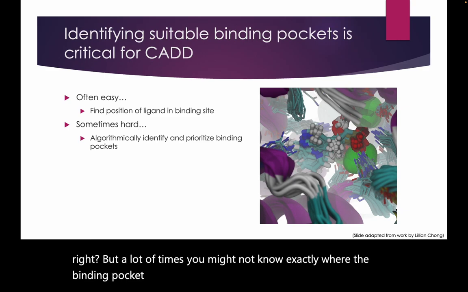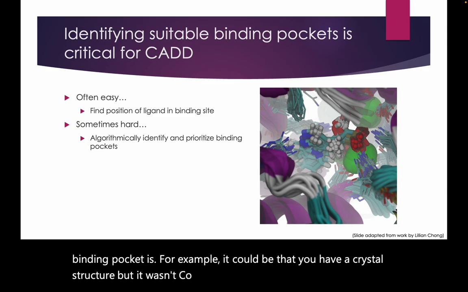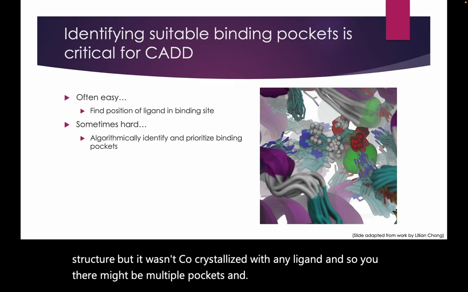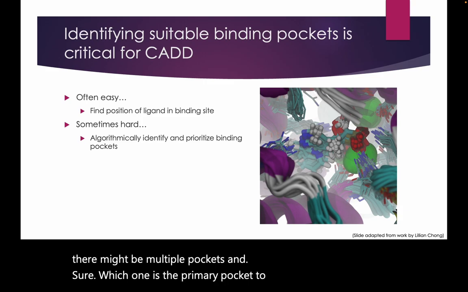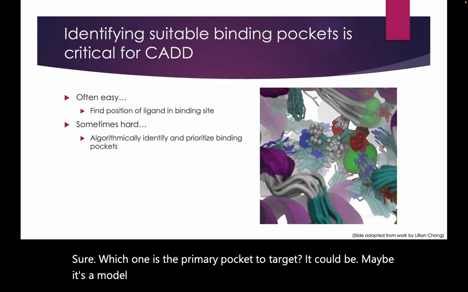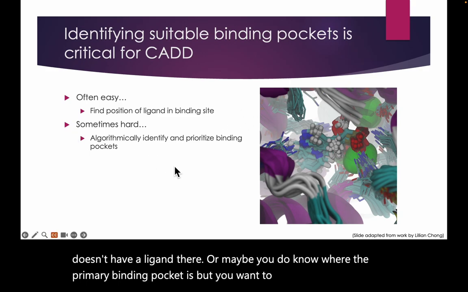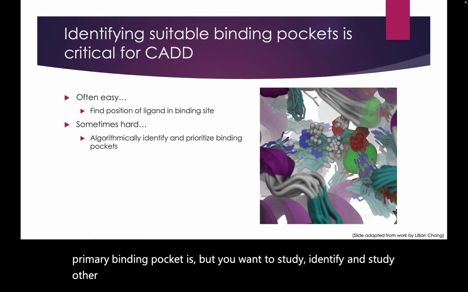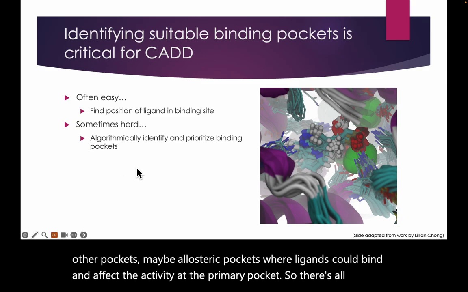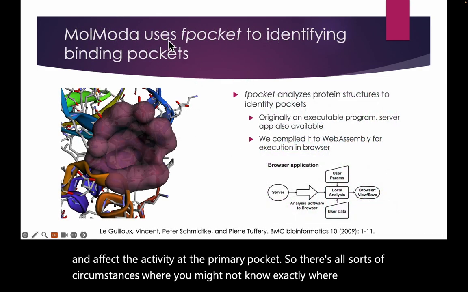But a lot of times you might not know exactly where the binding pocket is. For example, it could be that you have a crystal structure, but it wasn't co-crystallized with any ligand. And so there might be multiple pockets and you're not sure which one is the primary pocket to target. Maybe it's a model developed with AlphaFold 3 or something and doesn't have a ligand there. Or maybe you do know where the primary binding pocket is, but you want to identify and study other pockets, maybe allosteric pockets, where ligands could bind and affect the activity at the primary pocket. So there's all sorts of circumstances where you might not know exactly where a binding pocket is located.